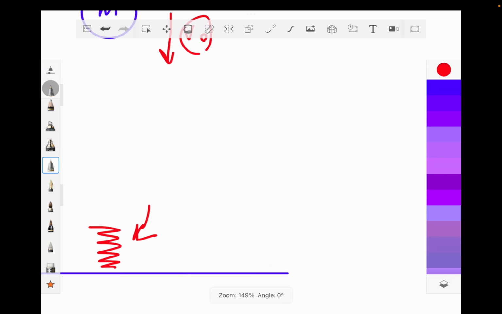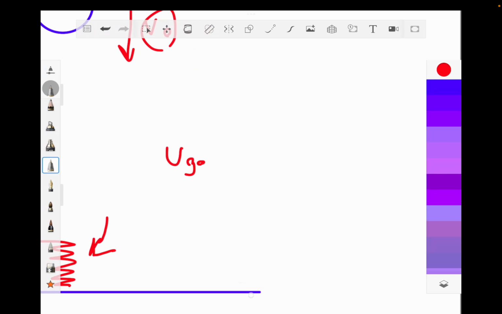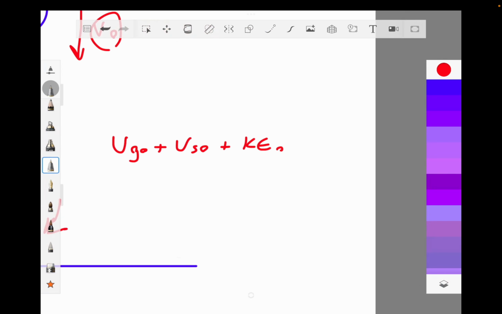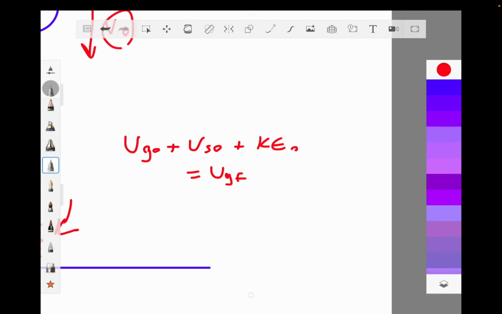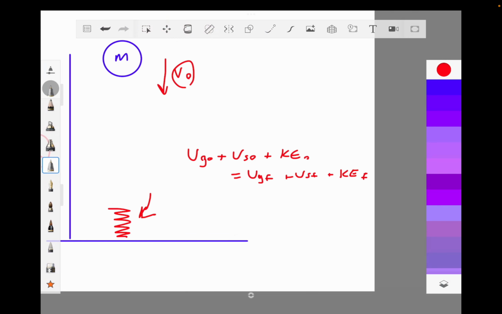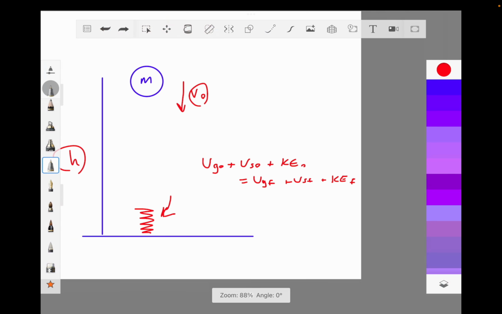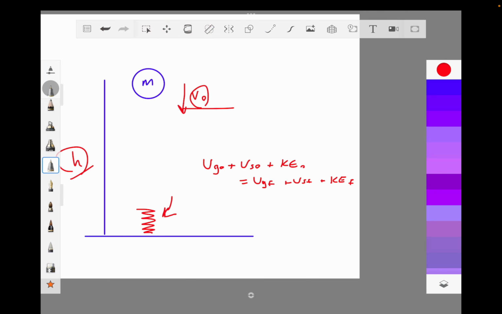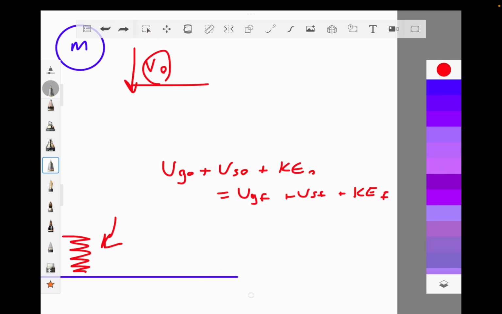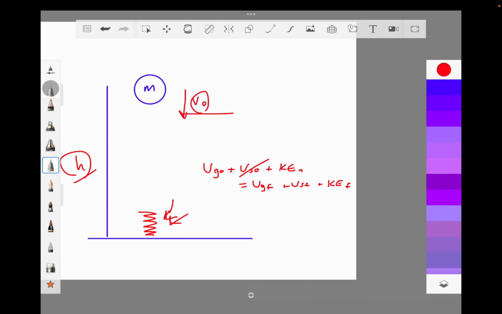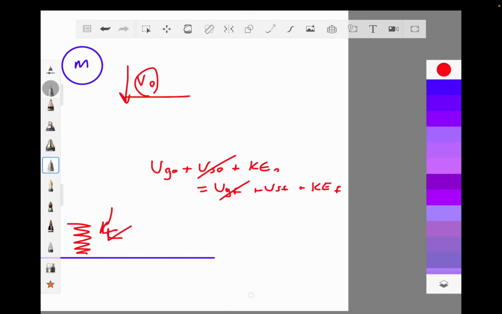So again, just to write it quick, Ugo plus Uso plus Kio equals Ugf plus Usf plus Kf, right? This is just a conservation of energy. Energy isn't created, it isn't destroyed in this perfect world. You start off with an initial height and an initial velocity, but there is no initial spring energy here, so cancel that out. And then it lands on this thing, comes to a stop, so there's no height and there's no velocity.